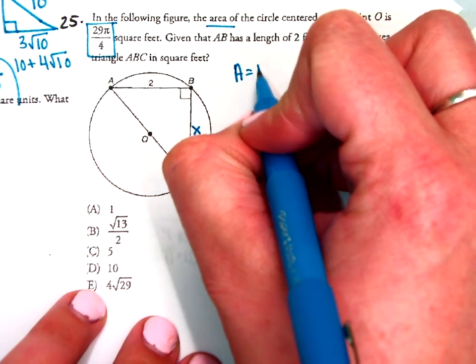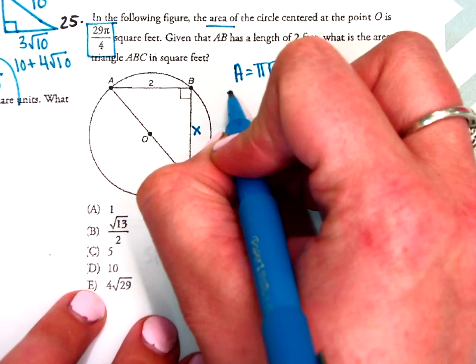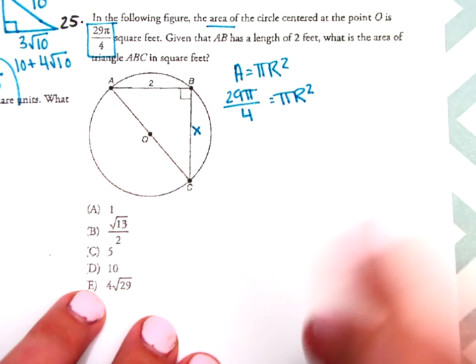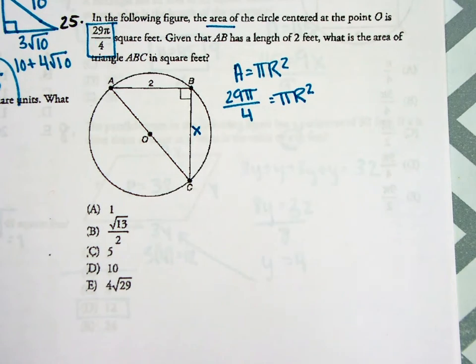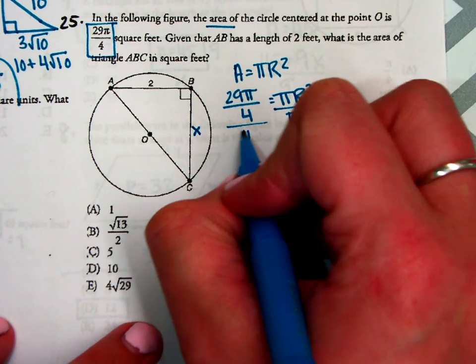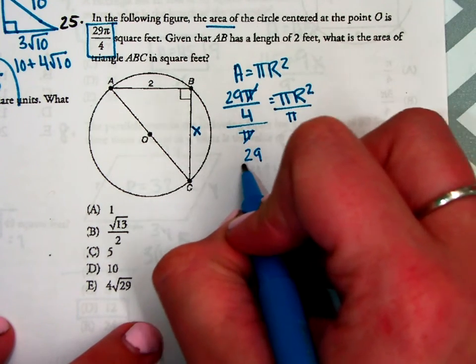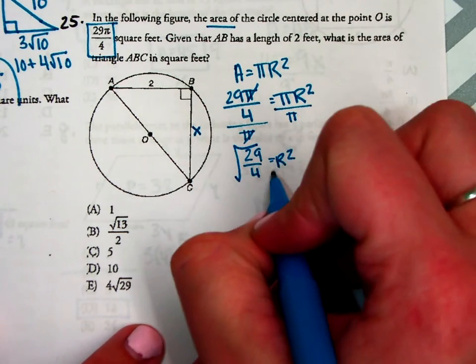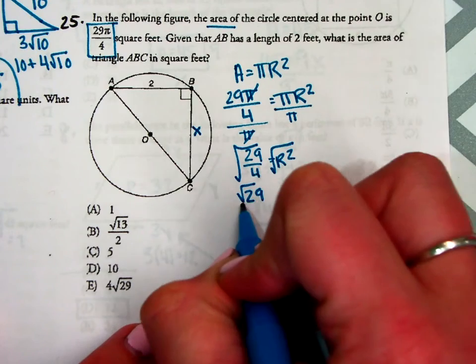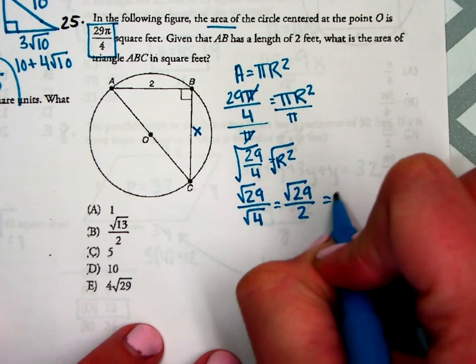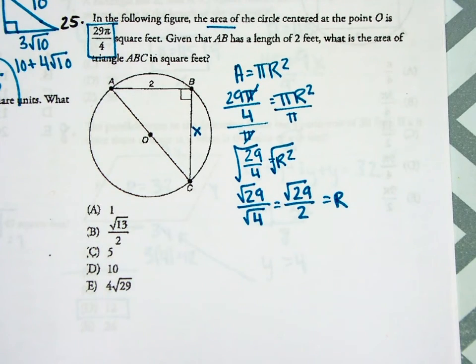So remember, the area formula for a circle is pi r squared. So the area is 29 pi over 4 equals pi times radius squared. I do know that. When I divide both sides by pi, the pi's do cancel. So I'm left with 29 over 4 for radius squared. I've got to square root this. So the square root of 29 over the square root of 4 simplifies to the square root of 29 over 2. That distance is my radius.